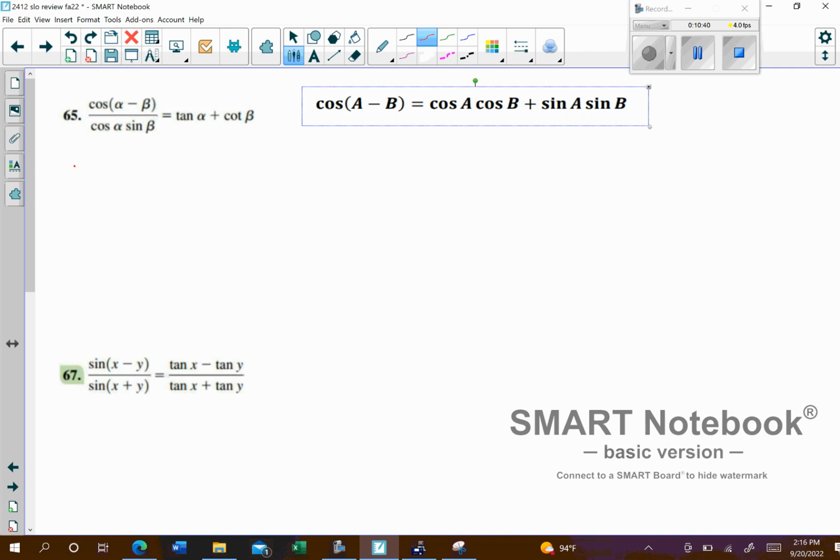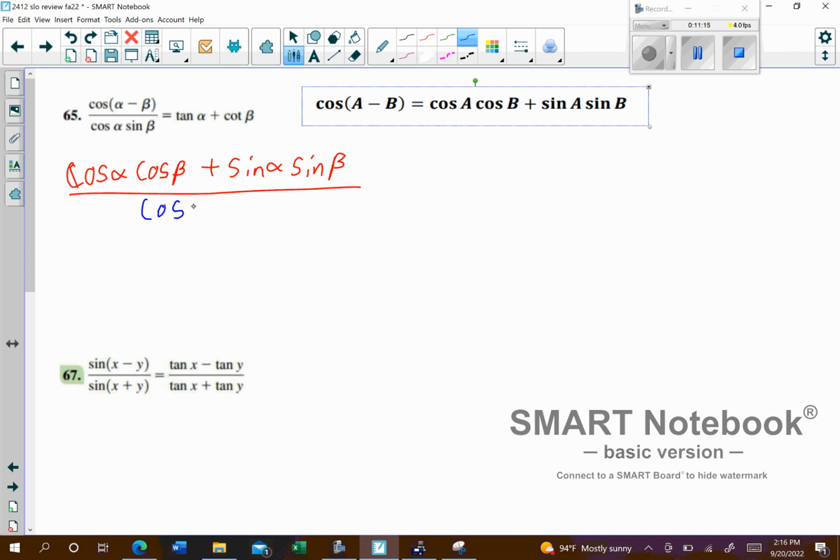So let's see. So this would be cosine of alpha, cosine of beta, and then let's see, plus sine of alpha and sine of beta divided by cosine of alpha sine of beta. Okay, so now what we're going to do here is, see, I have my denominator here.